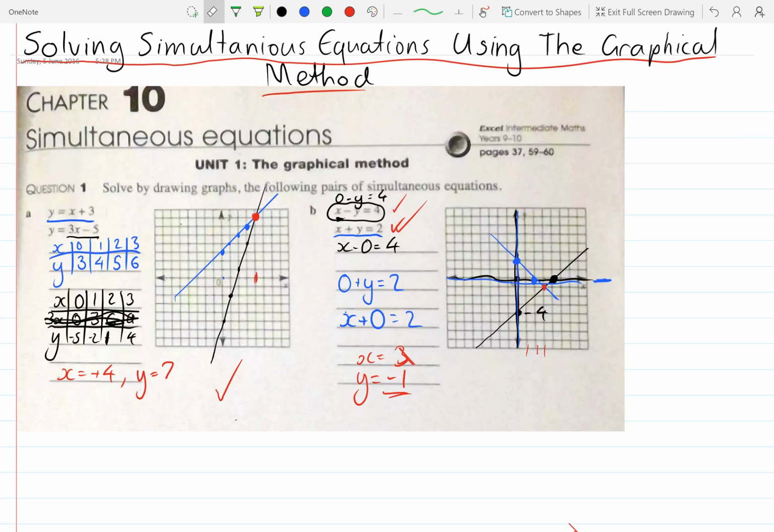So hopefully that was helpful. That's the graphical method for solving simultaneous equations.